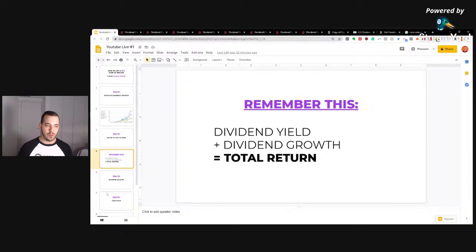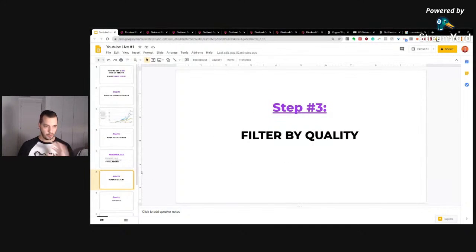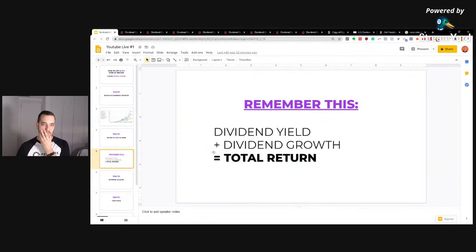Now, before we move on to filtering by quality, which is perhaps the trickier part of this, let me tell you why this formula works. And this, embarrassingly, took me a little too long to actually understand myself. Dividend yield's pretty easy. If Coca-Cola pays you a 3% dividend yield, you're going to get 3% in dividends per year. That's pretty self-explanatory. That's 3% to you, done.